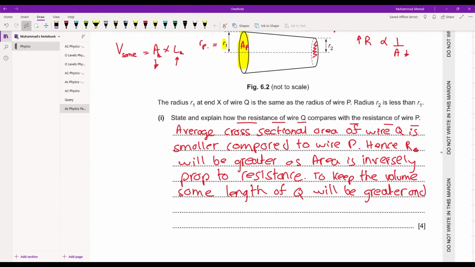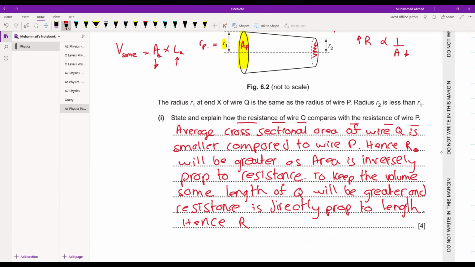And resistance is directly proportional to length. Hence, the resistance of Q is greater than the resistance of P. Easy peasy. Now you have scored 4.